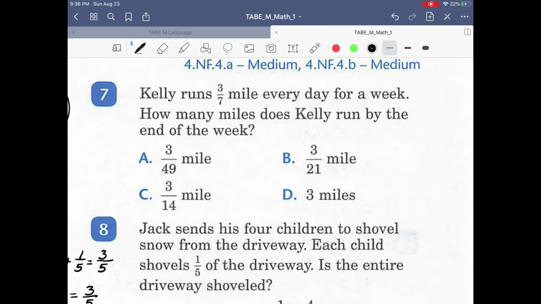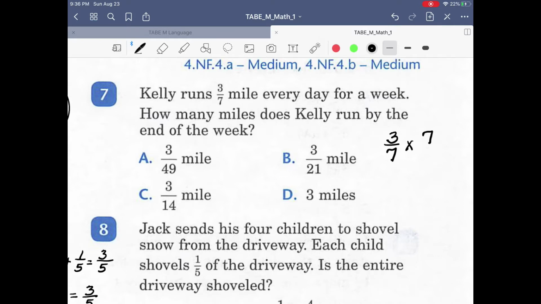Okay, number 7. Kelly runs 3/7 of a mile every day for a week. How many miles does Kelly run by the end of the week? Usually I would draw this one, but I don't have space, and I don't need to.